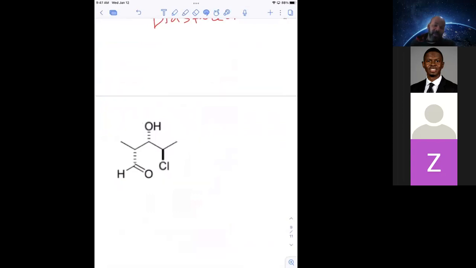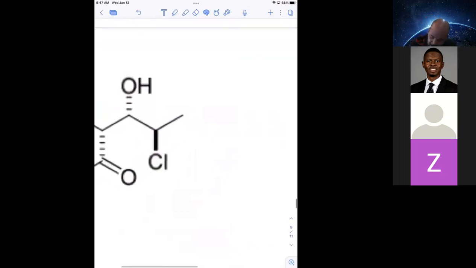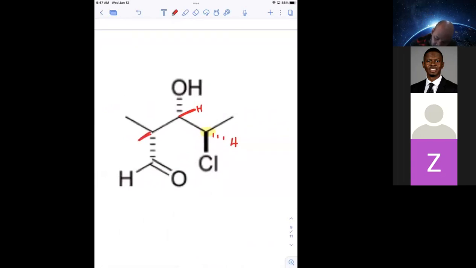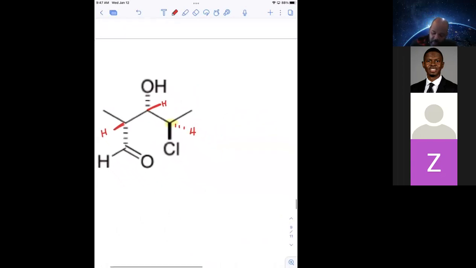All right. So first, let's go through this one and figure out the configuration of each one. Let's start with this one. The reason we're going to start here is because H is already pointed back, so we don't have to reorient. On these, the H is coming forward. So let's start with that first one. What are my four groups? Again, we're combining all the skills that we've done so far. We're identifying the chiral center, we're going to prioritize it, and we're going to determine its configuration. And then eventually we're going to draw the mirror image and then draw the other isomers.